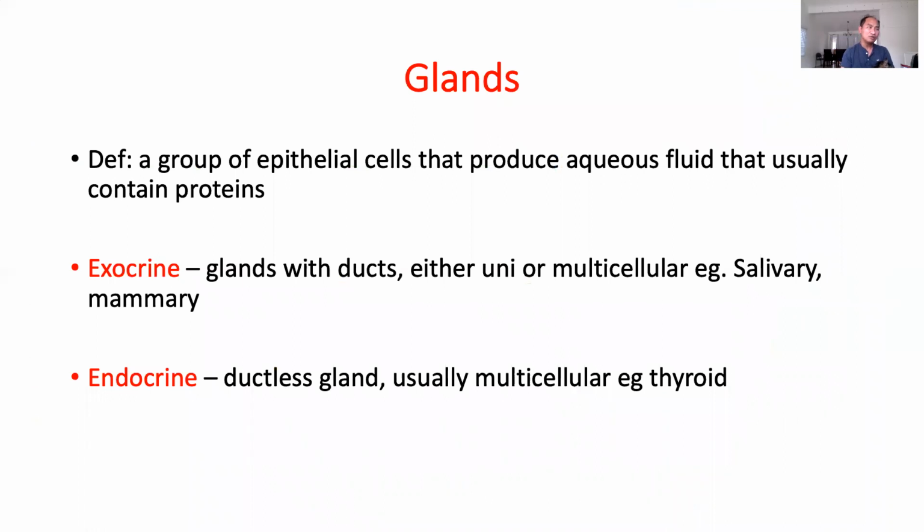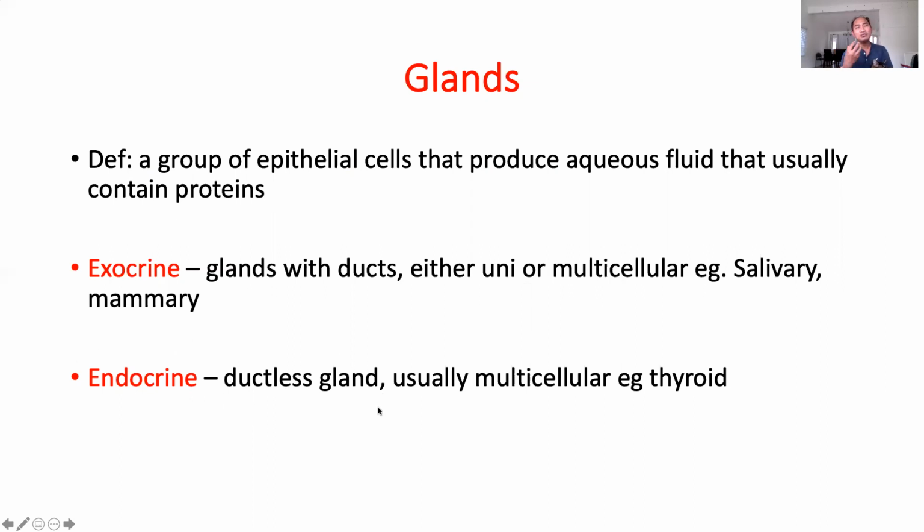So now we get to glands. What is a gland? A gland is, again, nothing more than a group of epithelial cells. As long as they can make some secretion, that is a gland. There are two types of glands in our body: exocrine glands and endocrine glands. What is the difference? The main difference is whether they have a duct or not. For example, endocrine glands, like the thyroid gland, do not have any ducts.